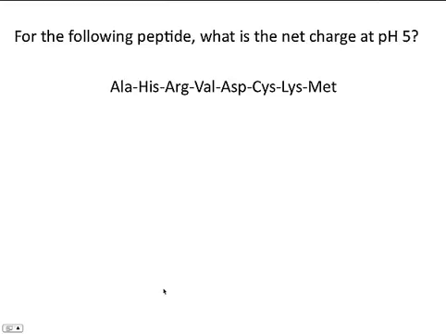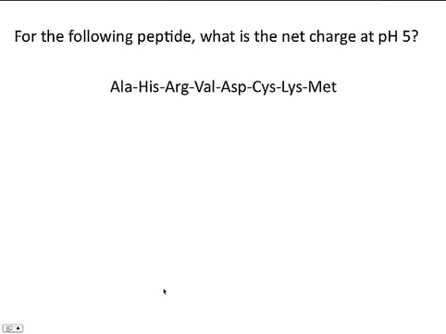So there have been some questions about how to do a couple of the problems on the sample exam. I thought I would record a quick video to help you through solving these two examples. So the first one, the question was for the following peptide, what is the net charge at pH 5?